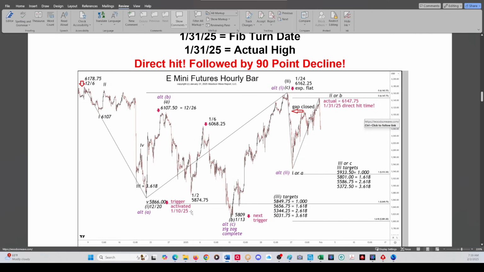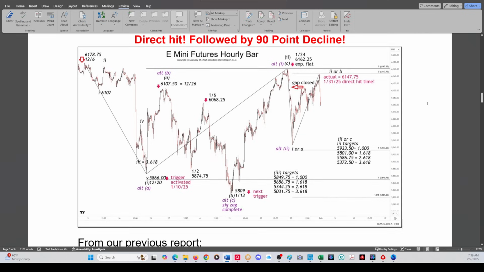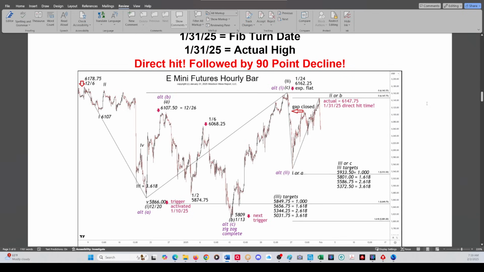A down, B up, C down to complete the zigzag, and that would be 1 up and 2 down. Whereas that proven right and the black count is wrong when it gets above this wave 2 high here, the 124 high, and then subsequent move above the 12.6 high. Okay, so there's a lot going on there.